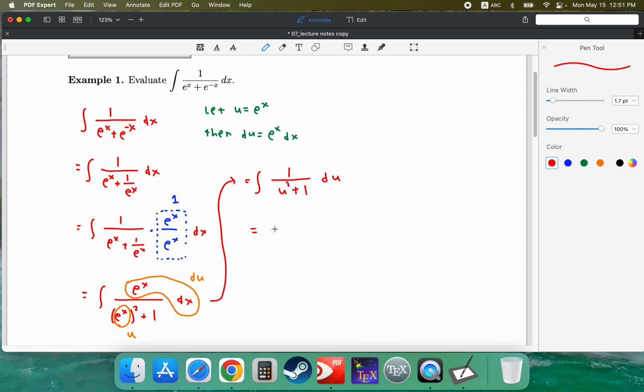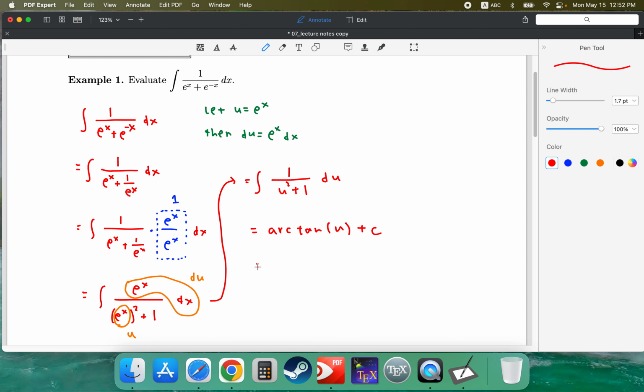Now from Calc 1, we know that the integral of 1 over u squared plus 1 is arctangent of u. We have arctangent of u. And don't forget, this is an indefinite integral. Indefinite integral means you don't have an upper bound or lower bound, so you need a plus c, because we want to find the most general antiderivative. This represents a family of antiderivatives. So we need a plus c right here.